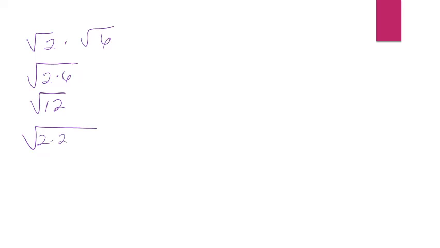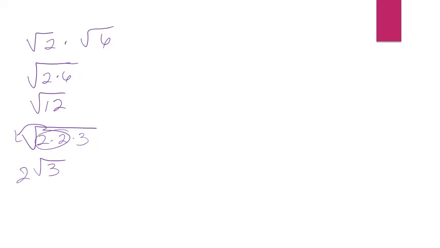The square root of 2 times the square root of 6. We can look at this two different ways. The square root of 2 times 6 is the square root of 12. And when we simplify that, we see that that's the same as 2 times 2 times 3. So our 2 goes out, and we have 2 times the square root of 3.